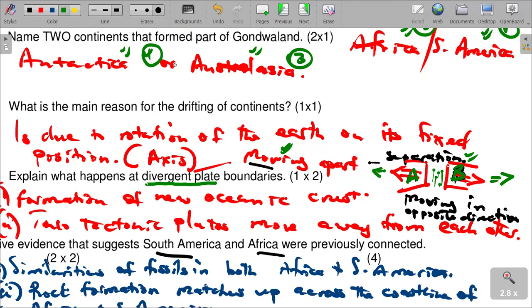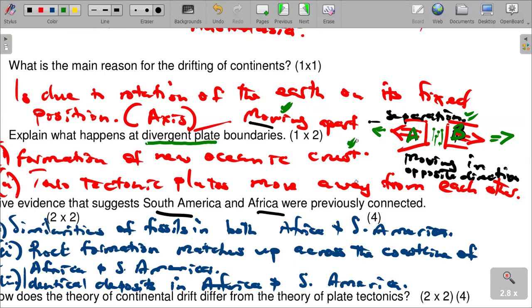So what happens is that we have formation of new oceanic crust. New oceanic crust forms there. An ocean forms as the plates move apart, because there is a gap, an extensive gorge that forms there, which results in the formation of oceanic crust. And the two tectonic plates move away from each other. Obviously, when we talk about divergence, it means two plates are moving away from each other. That is one thing I want you to understand when we look at plate tectonics.